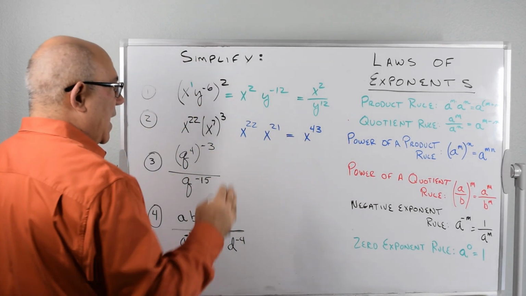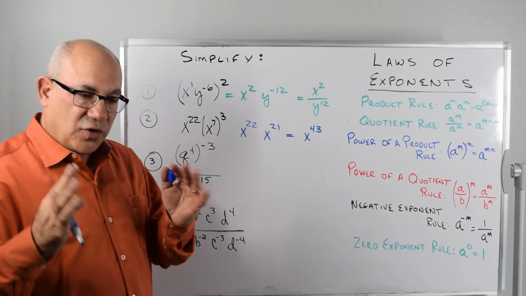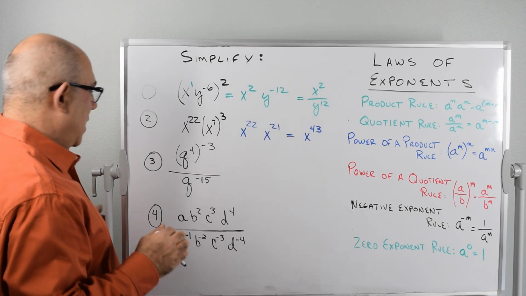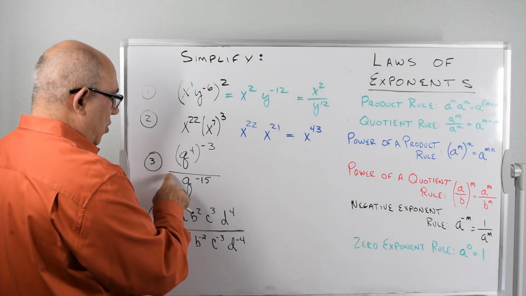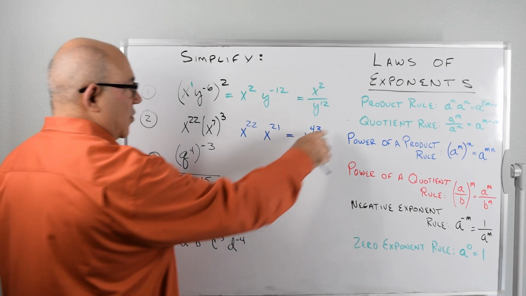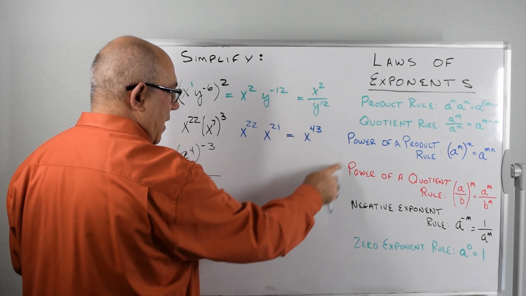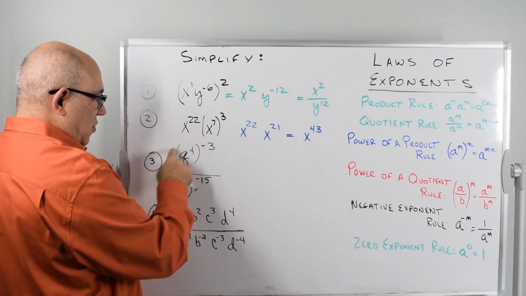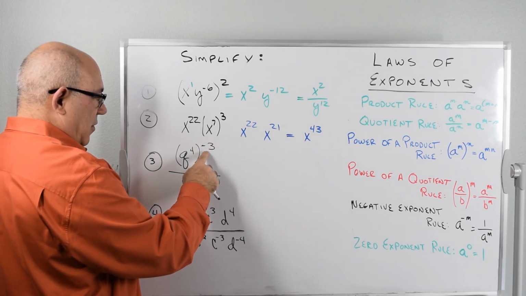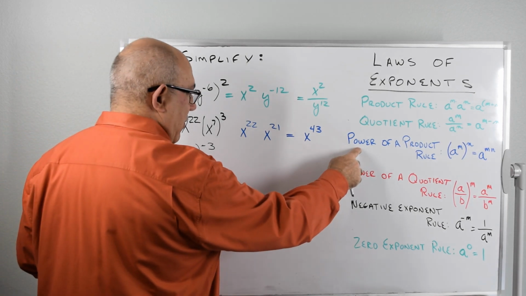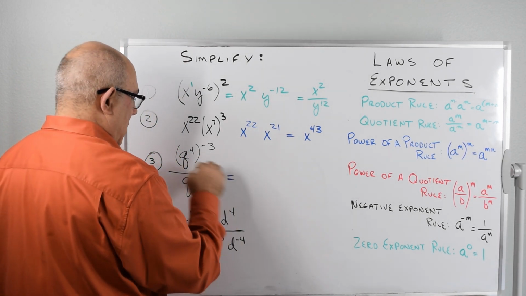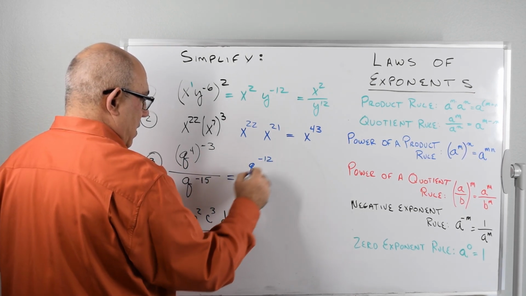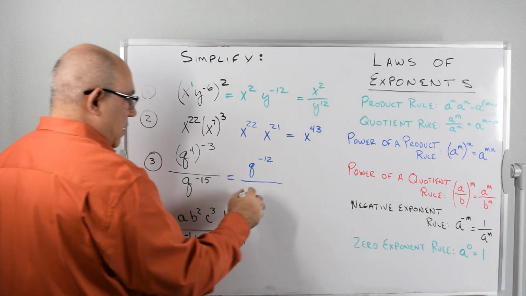Okay? So again, you got to watch for these rules to start combining themselves, and you have to figure out what order to go in. Okay? Here we have a quotient rule. You could tell right away we're going to use the quotient rule, one of them, right? But we also have this piece here raised to the minus 3 power. So we have to use the power of a product rule first. So that would be q to the minus 12th divided by q to the minus 15th.